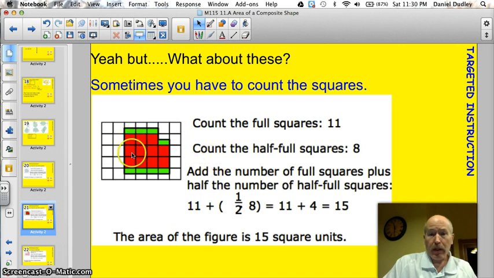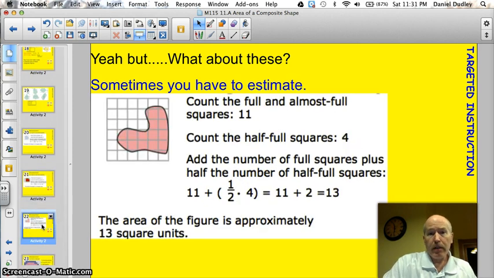Here you'll find that you have 11 red squares. Those count the full ones. And then this is a different color. I think it's green or yellow. They did the halves in that color, so then you could more easily add them up. So you had 11 full squares. You had 8 of these halves, and of course 8 halves is like 4 wholes. If you add those together, you would have 15 square units. So that's one of the yeah buts. It's on grid paper. You can go ahead, do some counting, adding of halves and wholes.